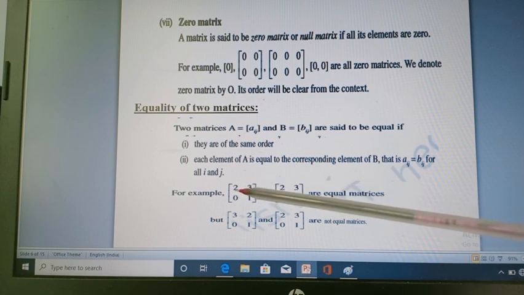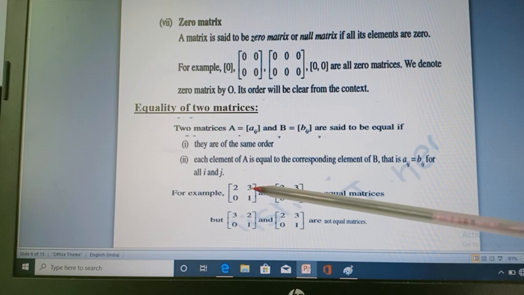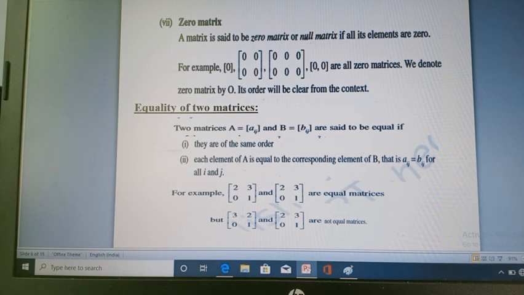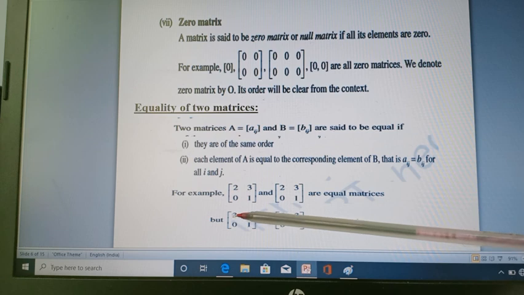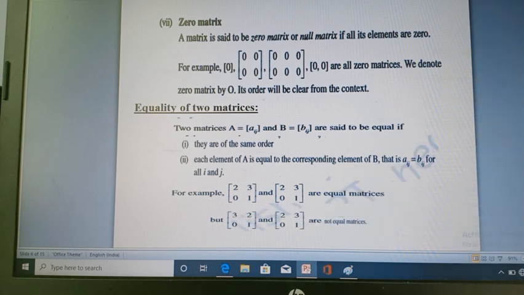The corresponding elements here are 2, 2. Here the second element is 3. Here 3 and 0, 0, 1, 1. So you can see that all the corresponding entries are the same. This type of matrix is called an equal matrix. If the corresponding elements are not the same, as in this next one where the corresponding elements are 3, 2 and 2, 3, then this type of matrix is not an equal matrix.